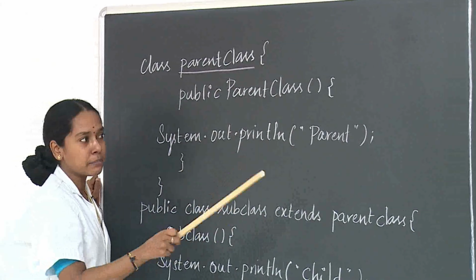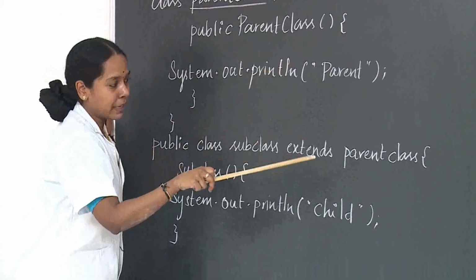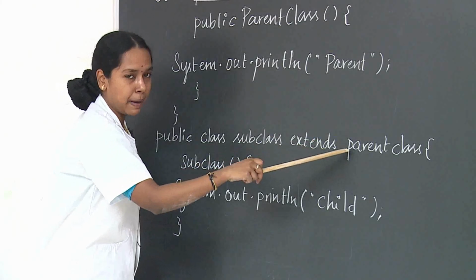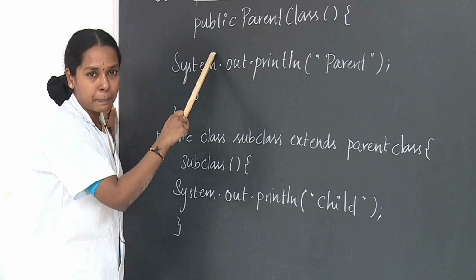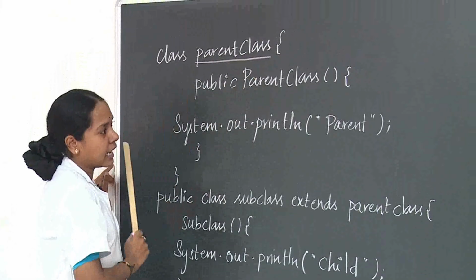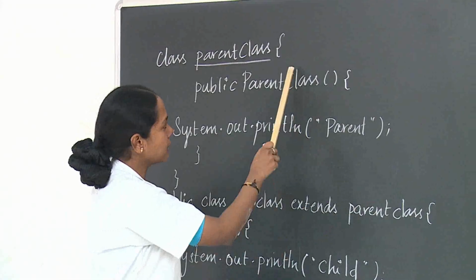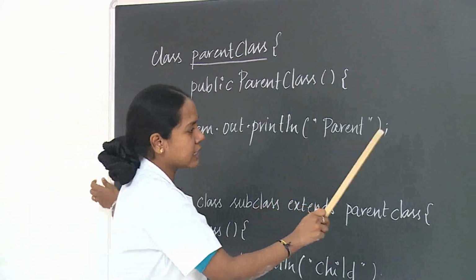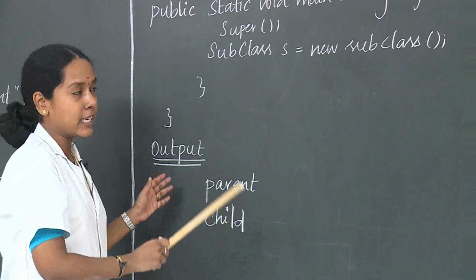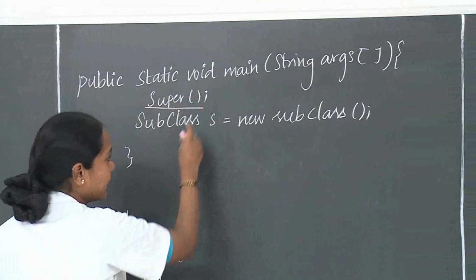In the previous example, while running the main statement, it comes to the subclass and the subclass extends the parent class, so for that purpose it moves to the parent class. But in this example, it will directly come to the parent class. So the output of the program: while running the parent class, it will execute the parent, and while running the child class, it will execute the child. This is the example for direct super class.